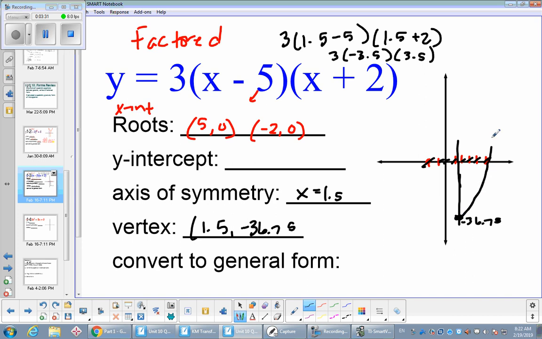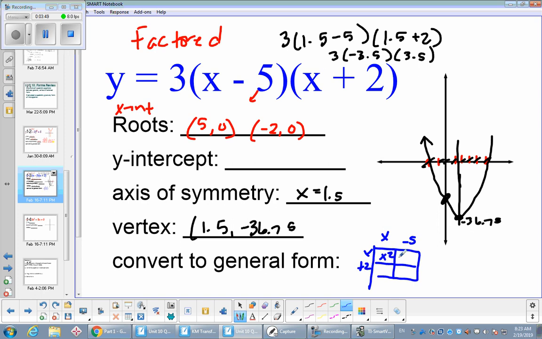And I can make my sketch already. The only thing I'm missing now is that y-intercept. So again, to find the y-intercept, we always want to convert to general form. So to convert, we're going to start with our box. Wow, that's a terrible box. And we're going to do x minus 5 and x plus 2.